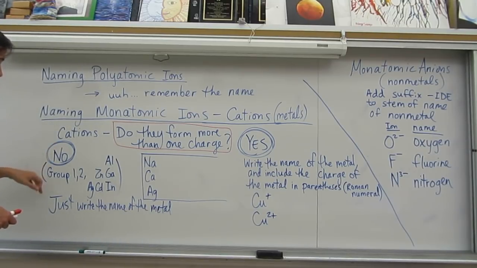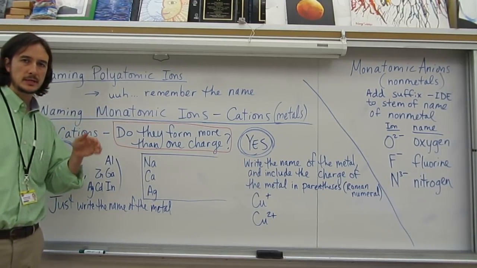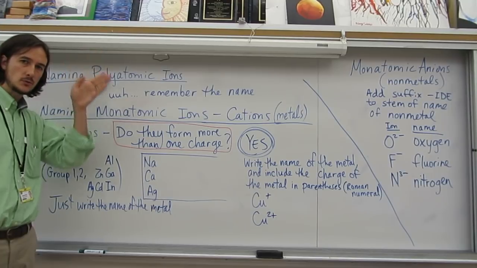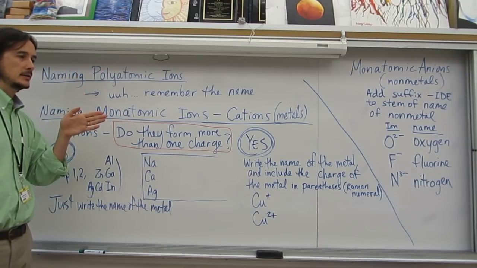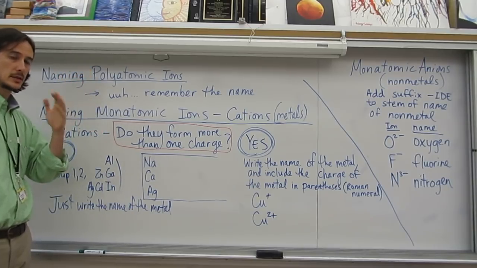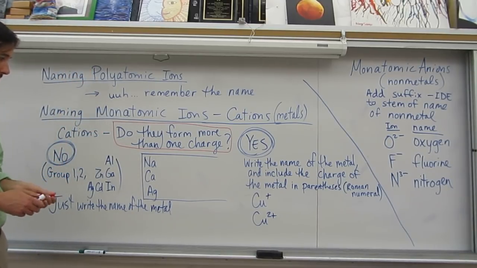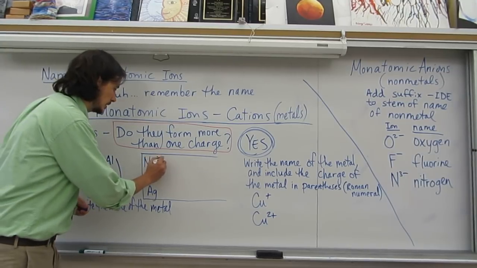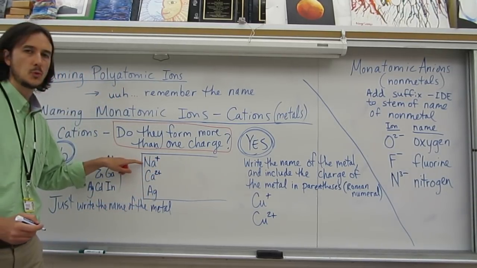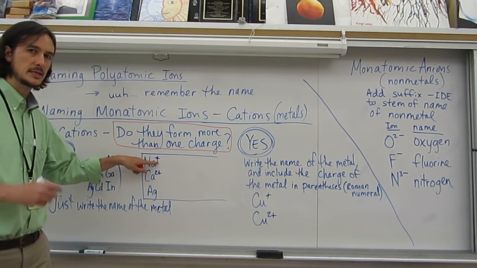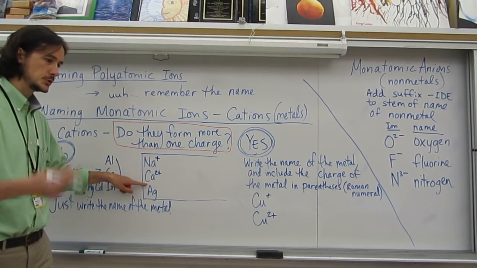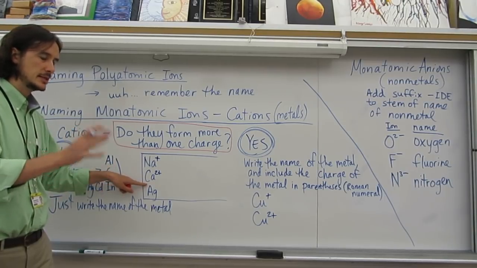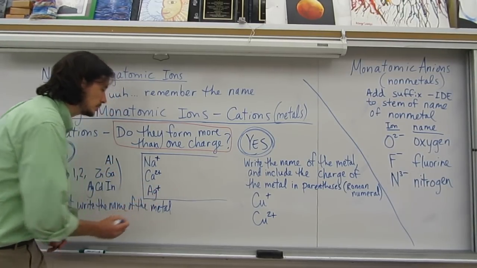For elements in group 1 and elements in group 2, the answer is no. They only form one type of cation. On your periodic table, you have a +1 over group 1 and a +2 over group 2. So they always form the same charge. So that's not a problem. Sodium is in group 1, and so sodium is going to be Na+ if it's an ion. Calcium is in group 2, so it's going to be Ca2+ if it's an ion. Silver is always going to be +1.